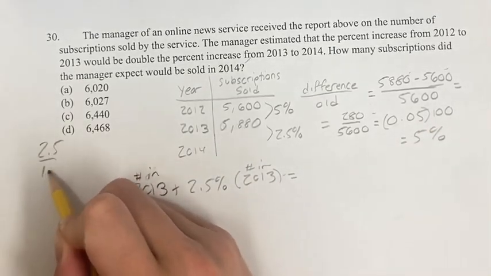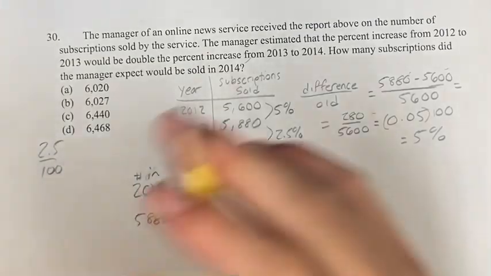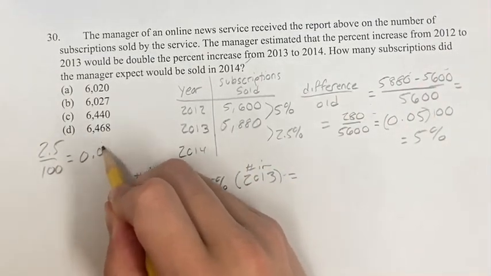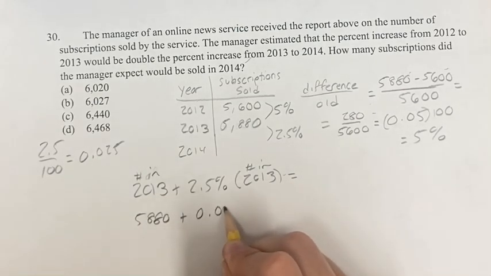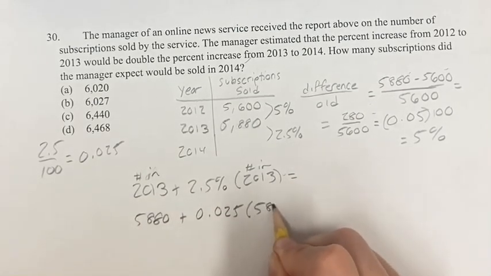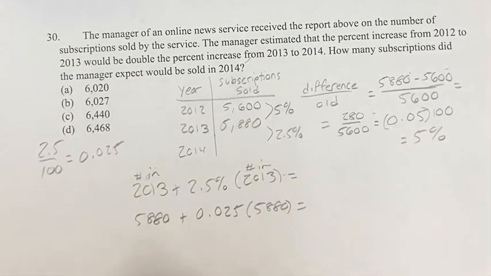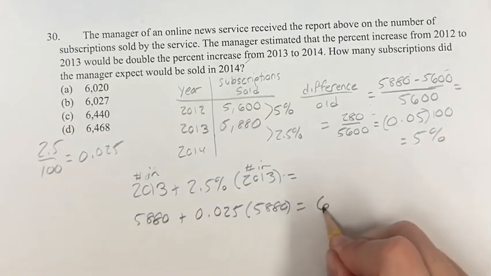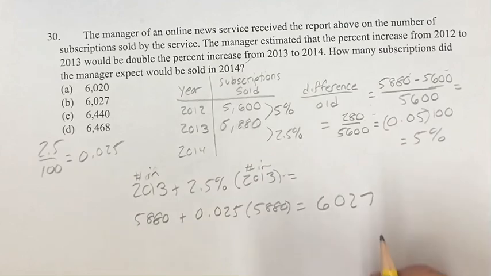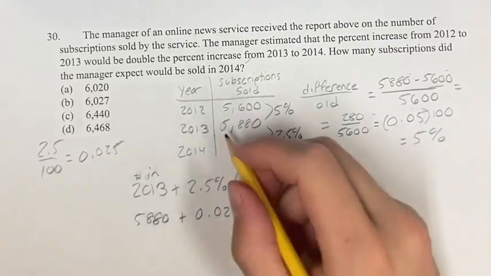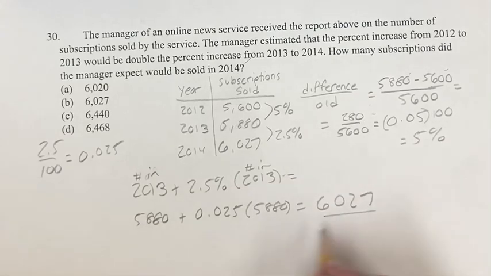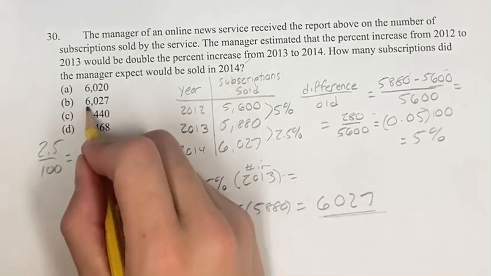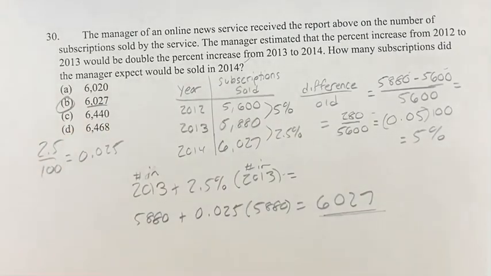What is 2.5%? Sort of doing the opposite here. It's 2.5 divided by 100, since a percent is just a number out of 100, which is 0.025. So you have 5,880 plus 0.025 times 5,880. Don't do this by hand, plug it in your calculator and you'll get 6,027 is the expected number of subscriptions in 2014. So 6,027 is going to be your final answer.